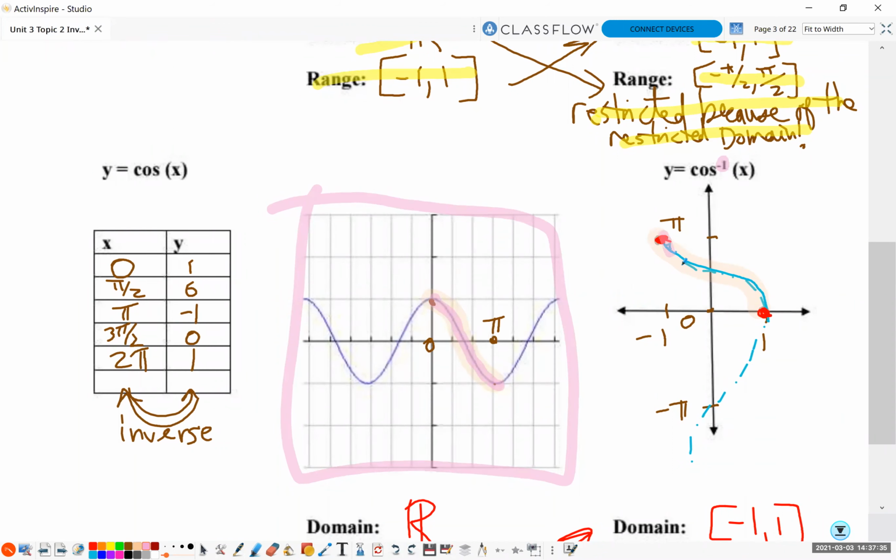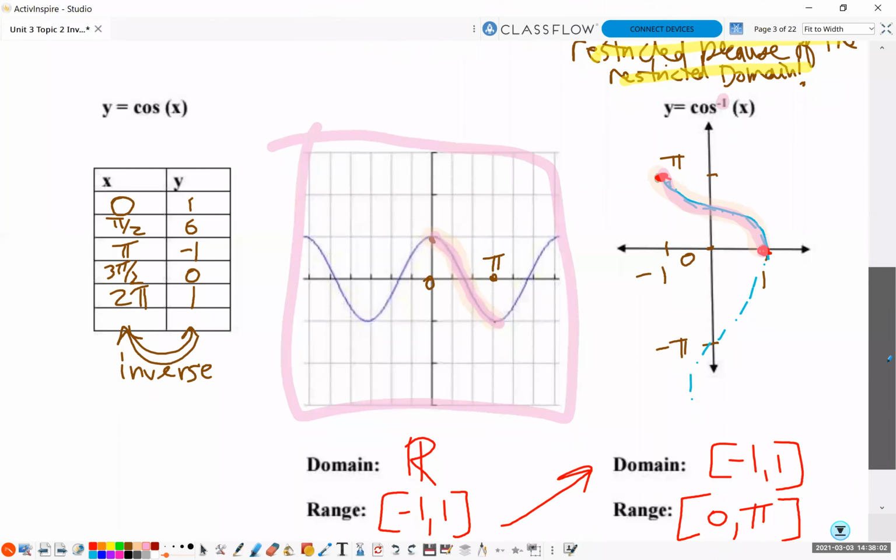Here it is. This is the graph of the inverse. It looks weird, but if you kind of turned it the other way, you could see the blue line. That is the continuation of the cosine curve. But I'm only choosing values for the domain between -1 and 1 and the range from 0 to pi. Questions about the cosine curve?